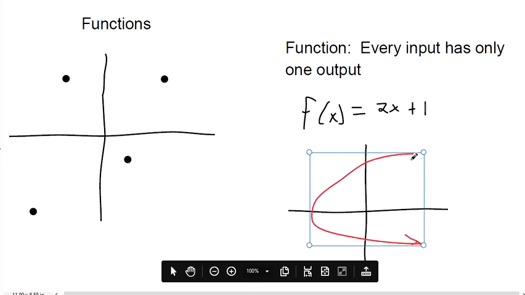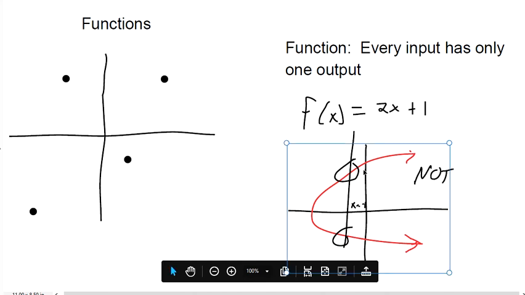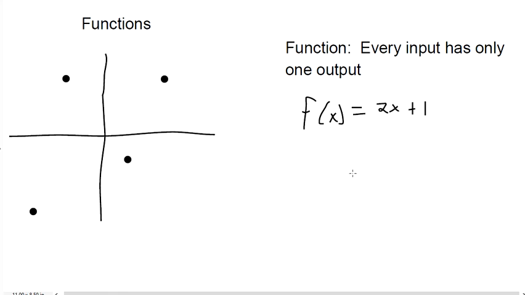So check out this equation. If you draw vertical lines, it touches in two different places. So x equals -1, or whatever this x coordinate is, it has two outputs. So this is not a function. So if it touches in more than one place, it is not a function.